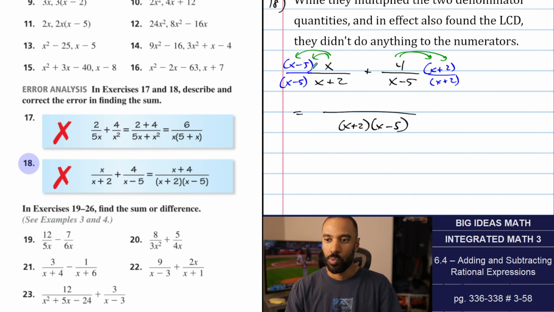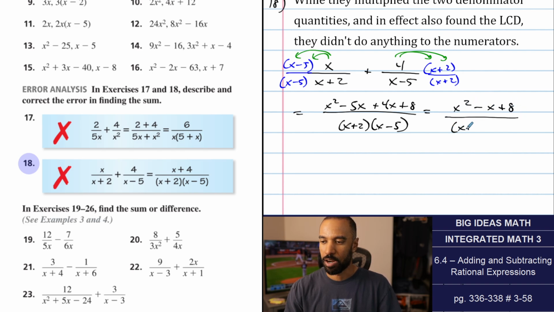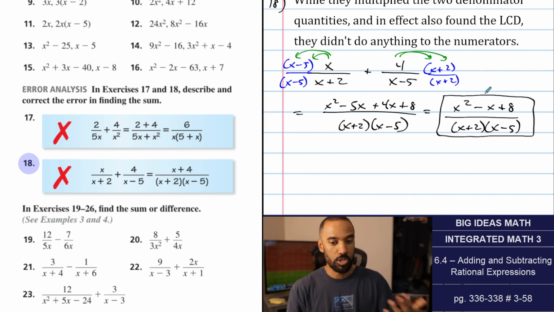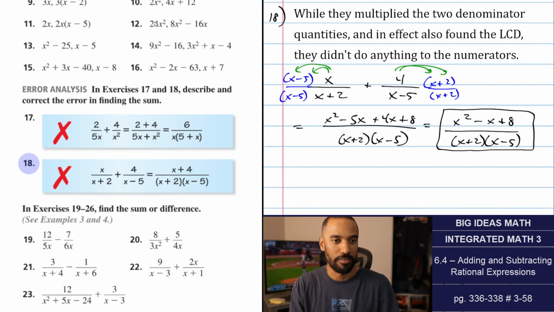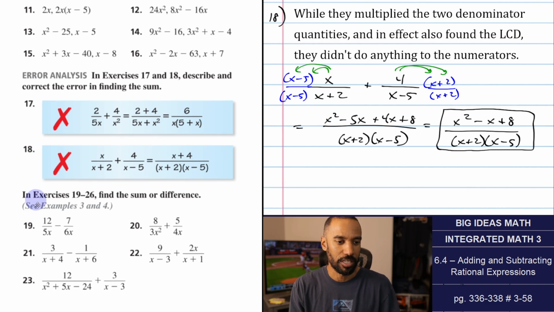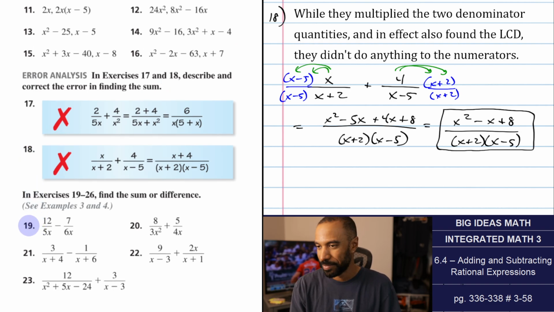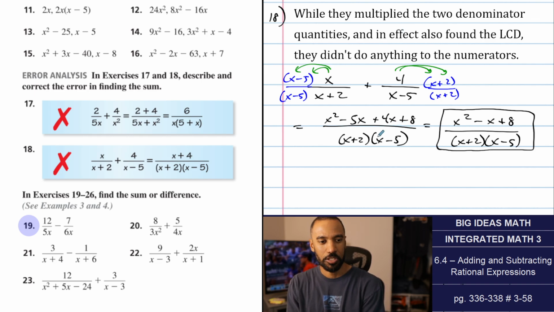Let's check it out. We've got x times x minus 5, which becomes x squared minus 5x, plus 4x plus 8. So this becomes x squared minus x plus 8, which cannot factor. And this is divided by x plus 2 times x minus 5. So nothing canceled, no exclusions to mention. That's our final result for that one. So we're going to be doing a lot more of those. Again, I find it interesting that in the error analysis, we haven't done questions like it, and now suddenly we're going to do questions like it. So whatever. Let's get going.